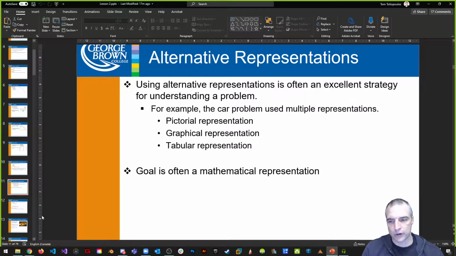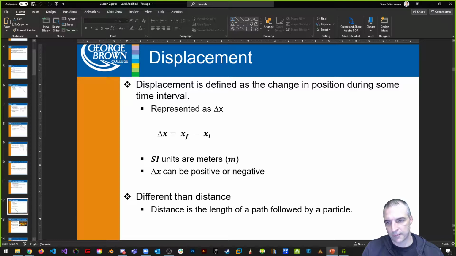There's other alternative representations we can use, but that's kind of where we start. Okay, here's another term, displacement. Again, we're moving into more terminology for physics, and I'm kind of ramping you in slowly. Displacement is defined as the change in position during some time interval.